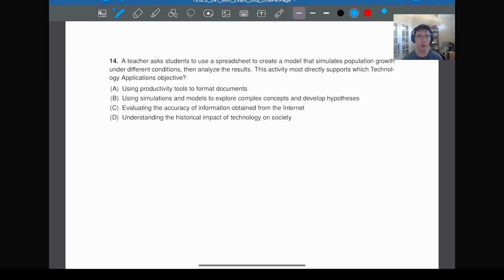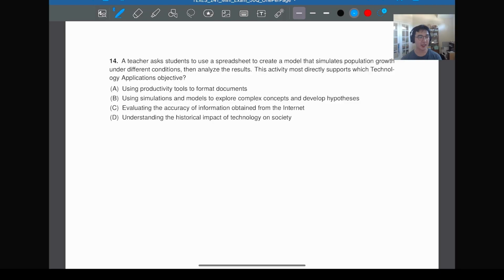So A, is this an example of using productivity tools to format documents? Well, they're not really formatting anything, right? They're using the spreadsheet to create a model, to model something. I wouldn't say it's formatting. B, using simulations and models to explore complex concepts and develop hypotheses. Isn't that what this problem is asking about, right? They're using a spreadsheet to create a model that simulates population growth. Anyways, B seems like it more closely aligns with what this problem is asking.